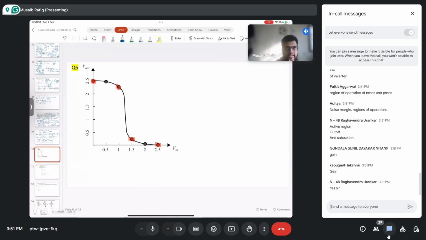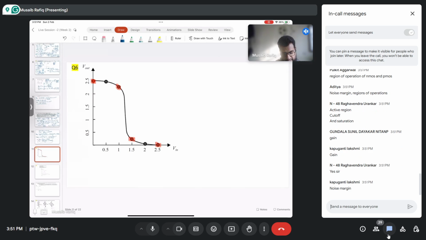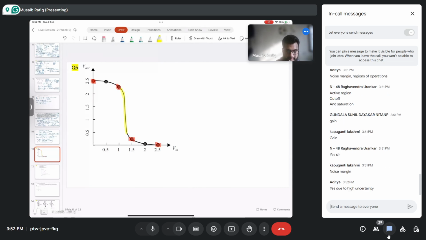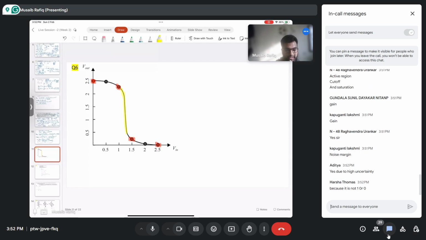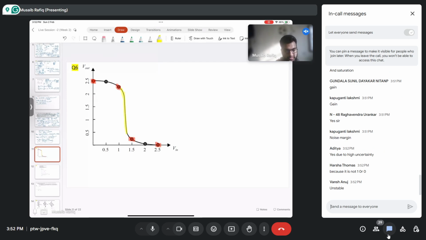I have this question. In digital applications, we don't bias our transistor in this region, right? We don't bias our transistor in this transition region in digital applications. Why? Due to high uncertainty. High uncertainty, well taken, but high uncertainty of what? It's not zero or one. Because the operation might not be reliable. Yeah, exactly. Unstable was the word I was looking for.